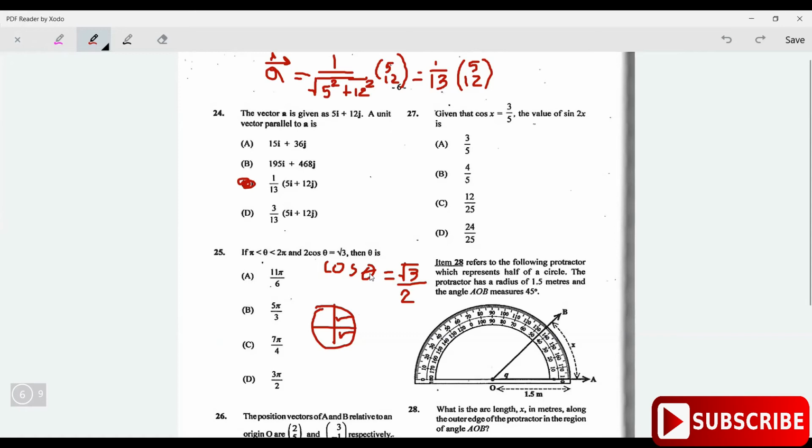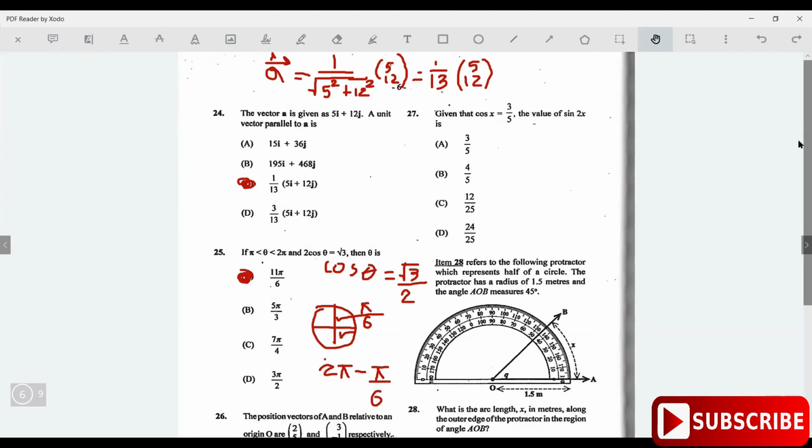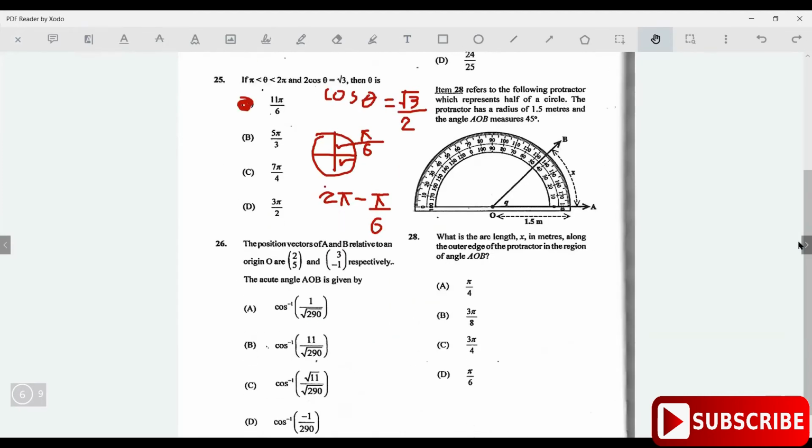But they don't want the angle in the first quadrant, they want the angle in the fourth quadrant. We know the cos of 30, right? We know that the cos of 30 gives us this answer. So the angle in the first quadrant would be pi by 6, but pi by 6 is not the answer that they want. They want the angle in the fourth quadrant, which is 2 pi minus pi by 6. 2 pi minus pi by 6 is equal to 11 pi by 6, which is option A. Nice and easy. Now question 26.